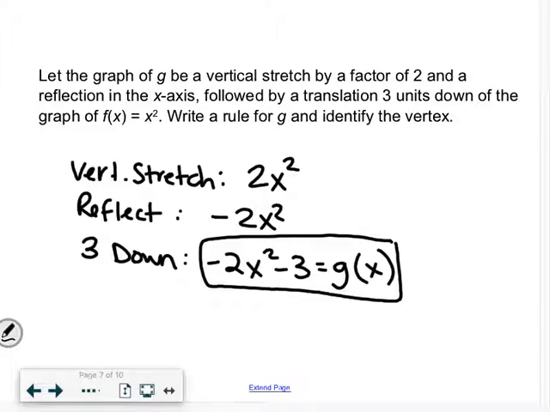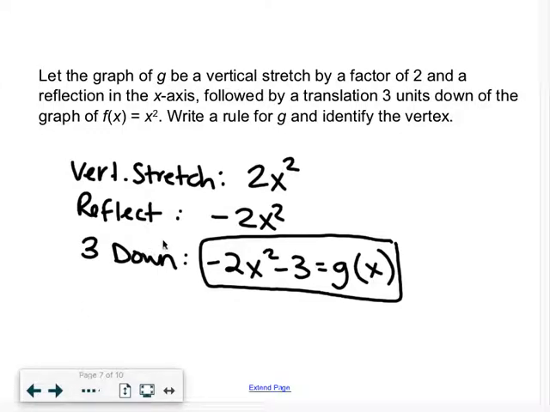If it says down 3, and if they added, like, to the right 2, would you put it in parentheses, or would you just simplify it? Yeah, you put it in parentheses. If it said right 2, you should do parentheses x minus 2. The square will go outside. A square root is that radical thing.